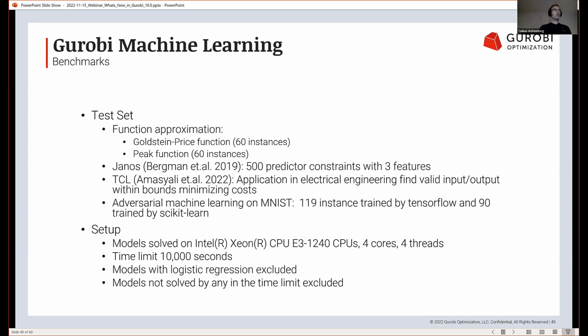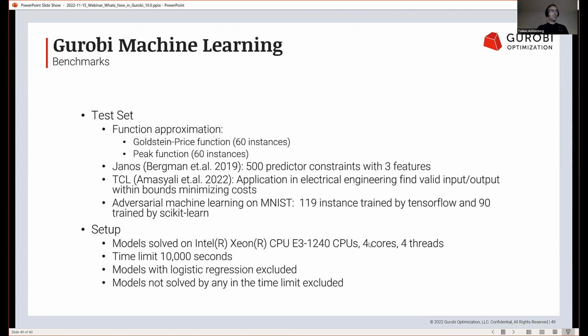As a test set, we have collected various test sets and used them to benchmark the performance of the solver. You see here the list of different individual sets that we tried, and then this is the setup of the experiment.